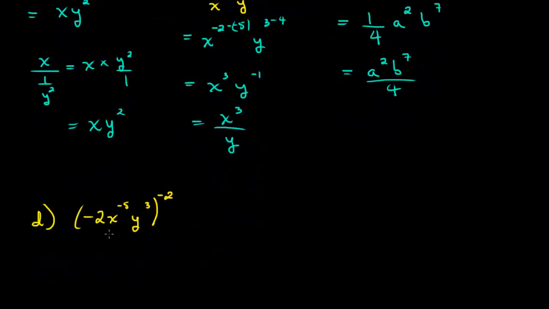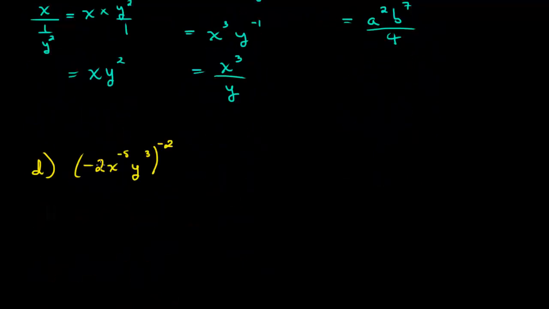In example D, I have negative 2 x to the power of negative 5 times y to the power of 3, all to the power of negative 2. There's a couple different ways to do this, but the first thing that I think we should do is take the reciprocal here to change this exponent into a positive exponent.